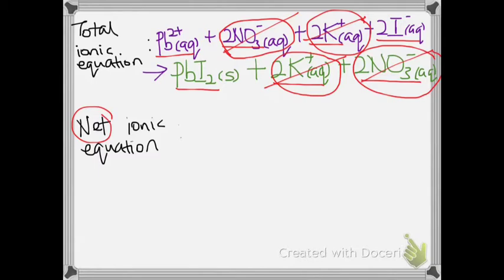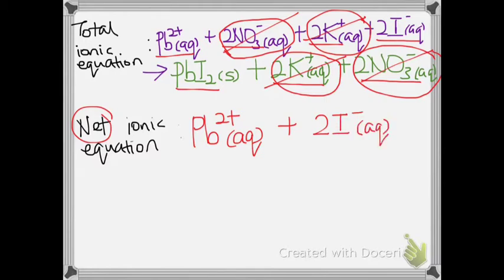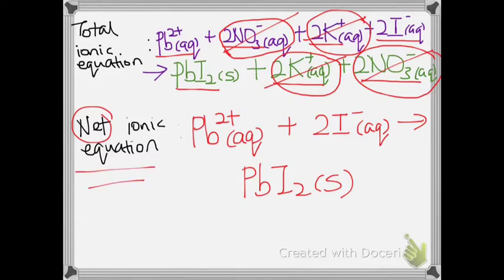It is simply Pb2+ (aq) plus 2I- (aq) to give you PbI2 (s). This is your net ionic equation.